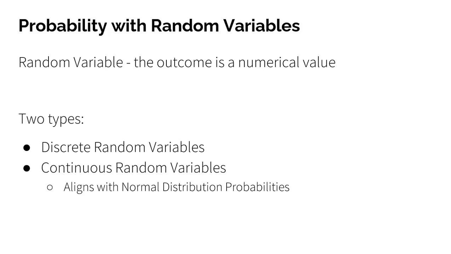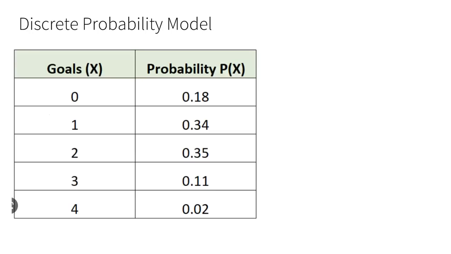Now, there are two types of random variables: discrete random variables, where we're thinking typically whole number outcomes, versus continuous random variables. This typically lines up with the normal distribution, which we'll talk about in a little bit as well. But continuous random variables are where the outcomes could be really any number, like the amount of time it takes to run a race. Well, when you start to think about seconds and even decimals of a second, the list is more endless. That's where we think about continuous random variables. So let's take a look at a discrete random variable first.